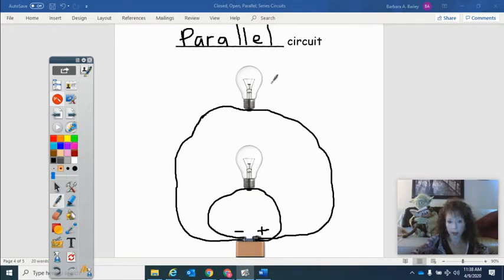Okay. So parallel circuit, both light bulbs have their own connection to the power source, and both of them can work separately. There's not a flow from one light bulb to the other. This one has its direct connection, and this one has its direct connection, but there's not a connection between these two bulbs.